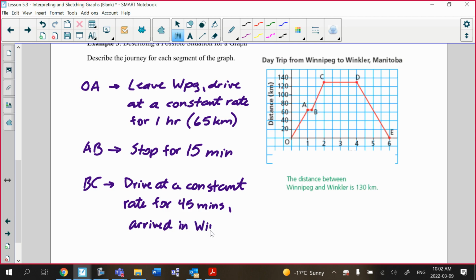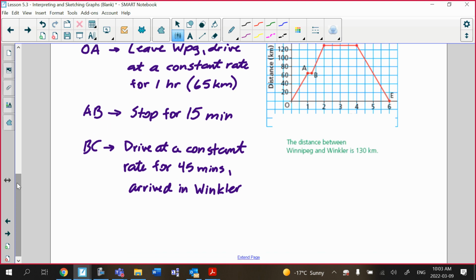And what's happening from C to D? Well, we're in Winkler. But we should say how long we're in Winkler for. In Winkler for how long? Two hours.